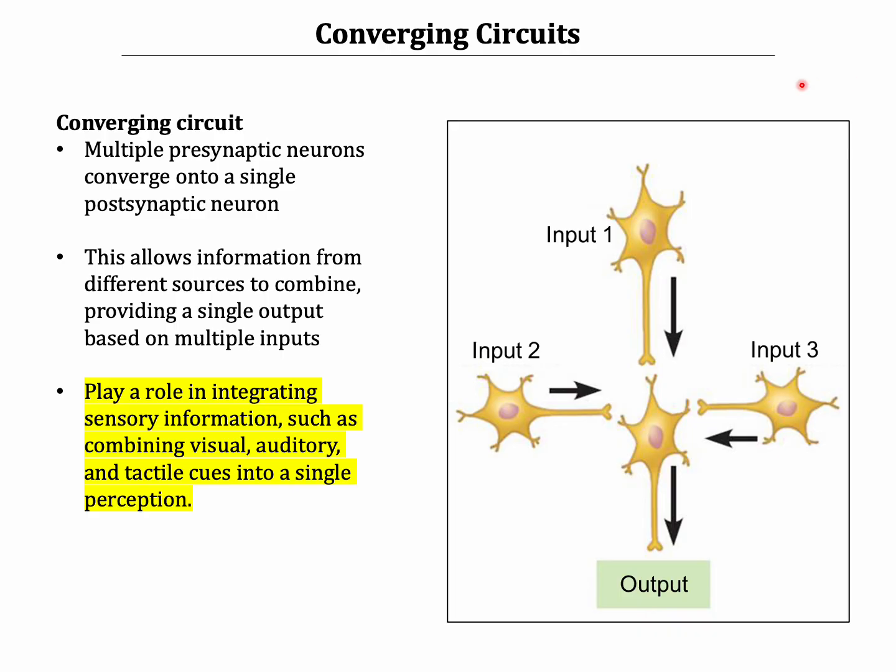Versus converging circuits, we see multiple input points, multiple presynaptic neurons converging onto a single postsynaptic neuron. This allows information from different sources to come together, right, and kind of create a cohesive whole. This is really important for integrating sensory information, right?